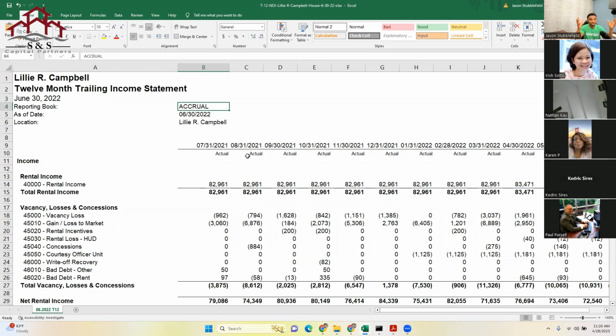Accrual is where they say this is what the property is supposed to do, and they subtract out certain expenses based off of that. So for instance, if we're going to make $100,000, we are contracted to have $100,000 in rent come in. It's going to look the same every month. So you see how this 82,961 is for every single month.